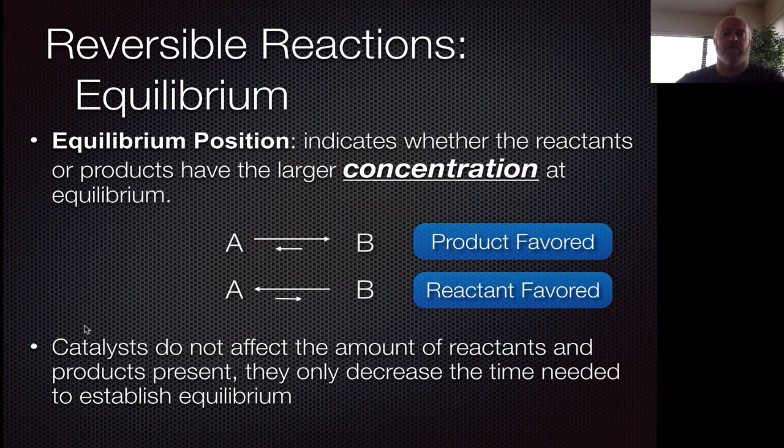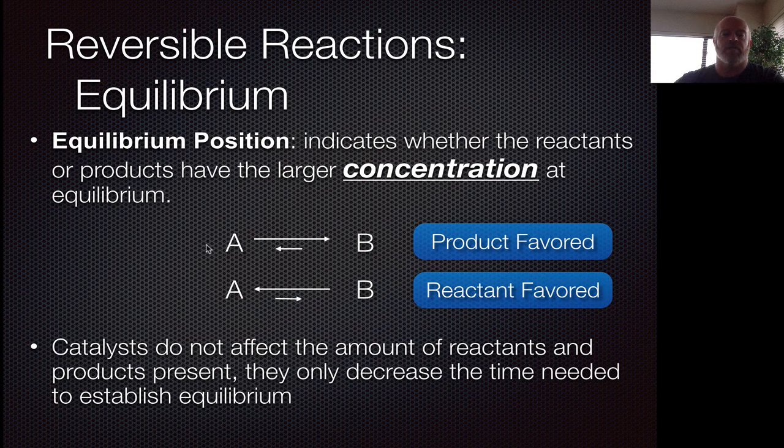Now, one thing we want to note is that a catalyst does not affect the amount of reactants and products present. Often students think that catalysts can shift an equilibrium, or that a catalyst affects our equilibrium position, and that is not true. Catalysts only change the time needed to establish equilibrium. Can I make a note of that? Catalysts do not shift equilibrium; they only change rates.